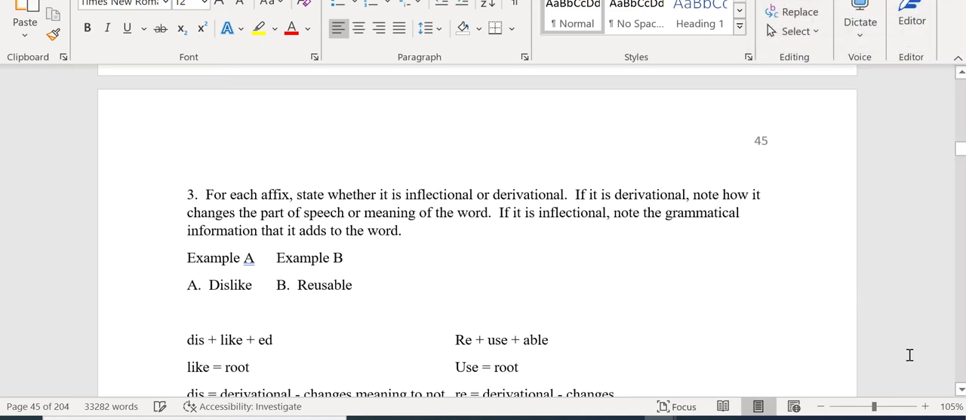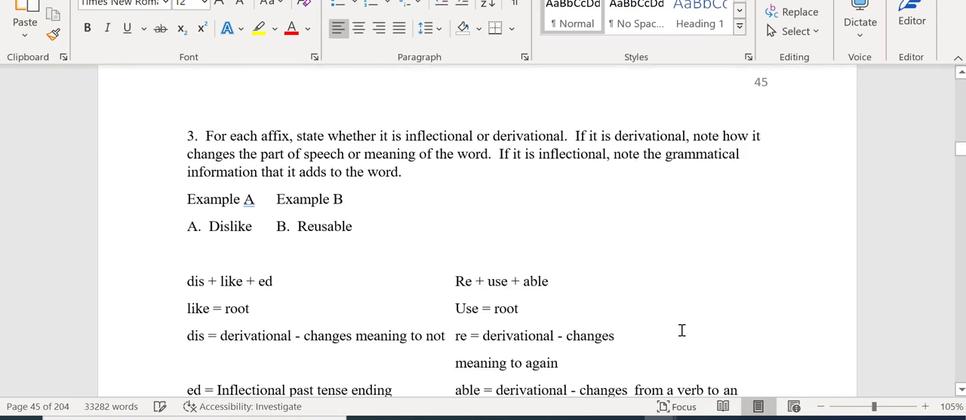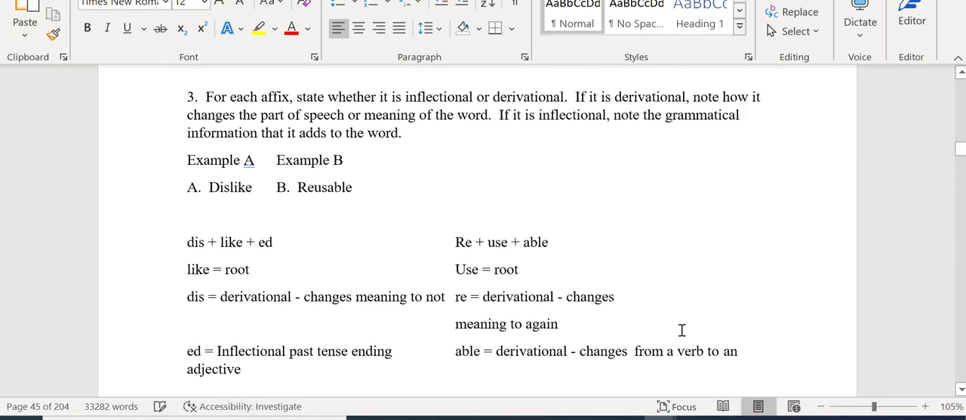Good. So I'm recording the screen. Okay, so let's take a look at some examples. So you have example A, we have, if we put the ED here and then we have reusable.